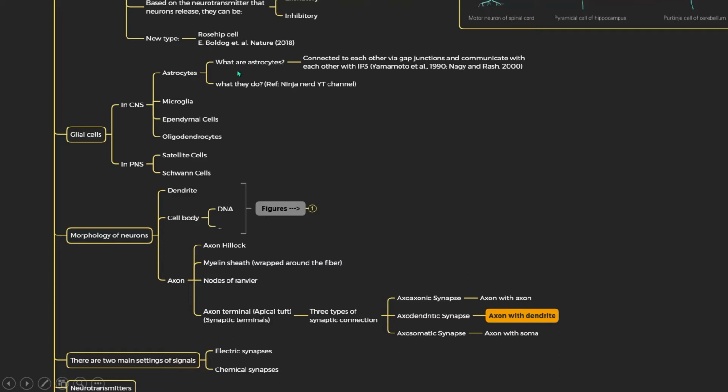But basically, what astrocytes do is they communicate with each other via gap junctions with IP3. These glial cells don't make action potentials. Only neurons make action potentials, and these glial cells will affect them.